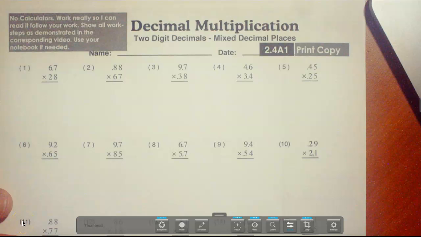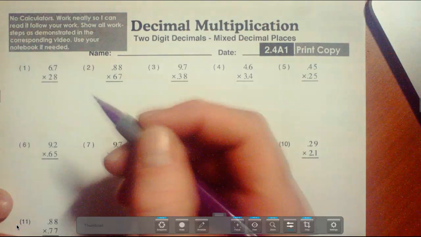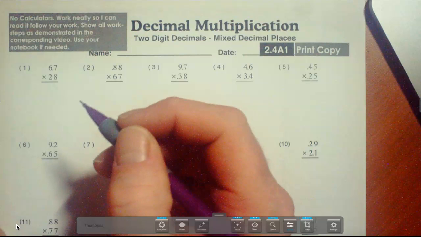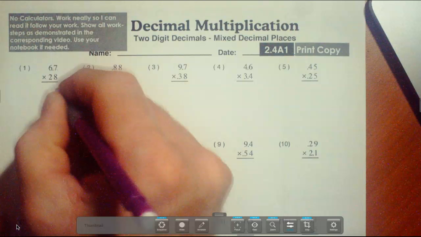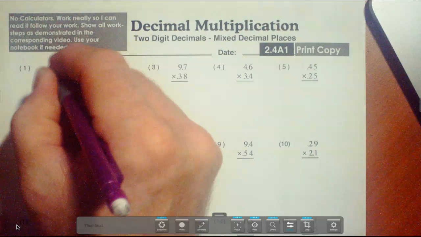Hello, this is a tutorial on 2.4a1, multiplying decimals. Let's get going here. Basically what we're going to do is we're going to do the multiplication and then we are going to deal with the decimals. So we're just going to pretend they're not there to begin with. So 8 times 7 is 56. Here's the 6. Here's the 50.